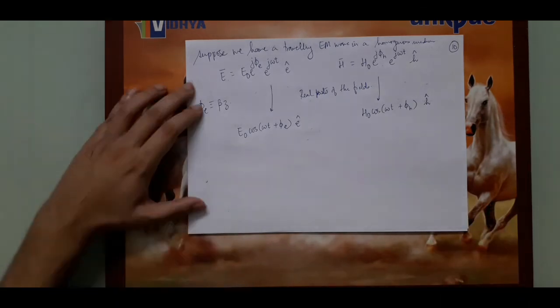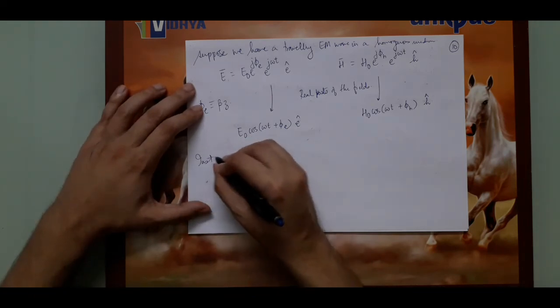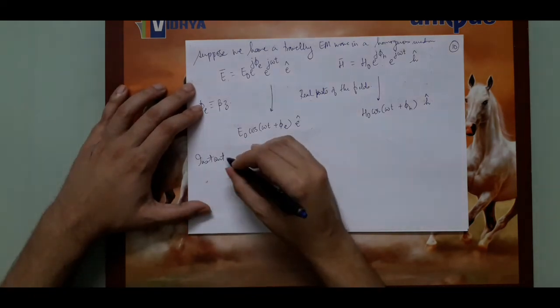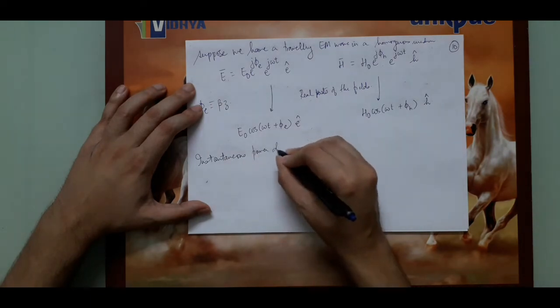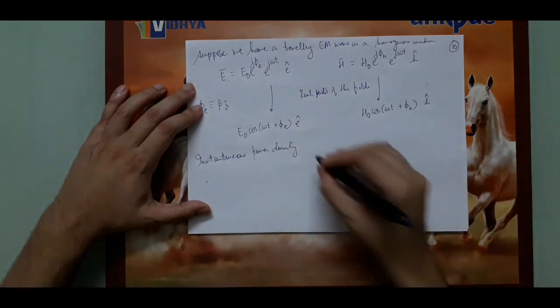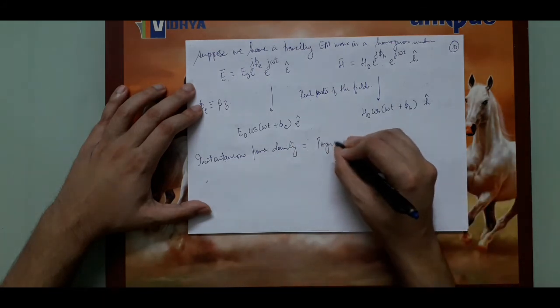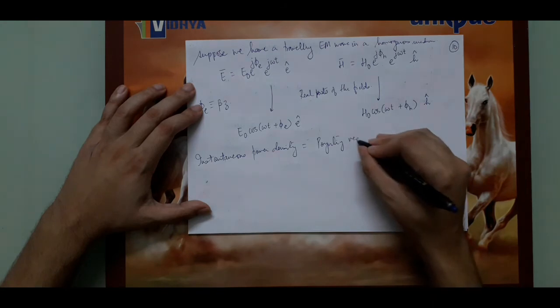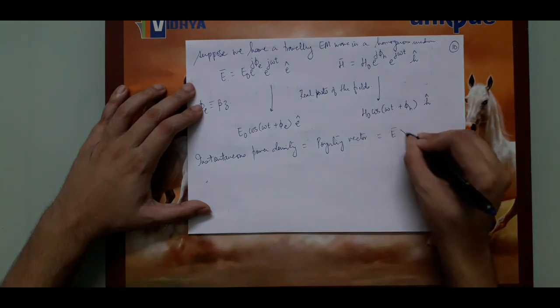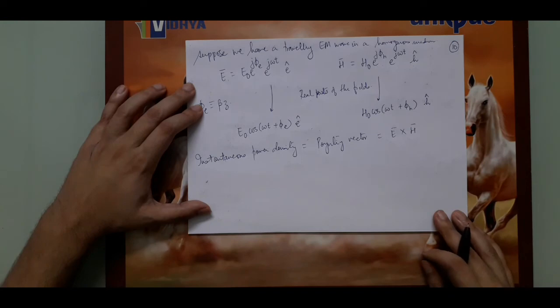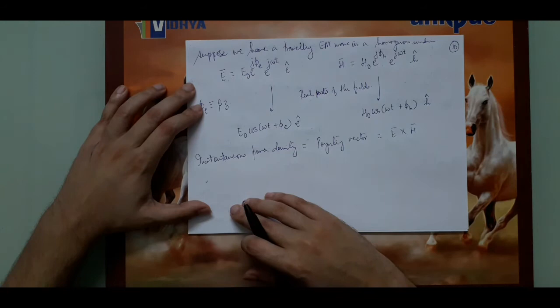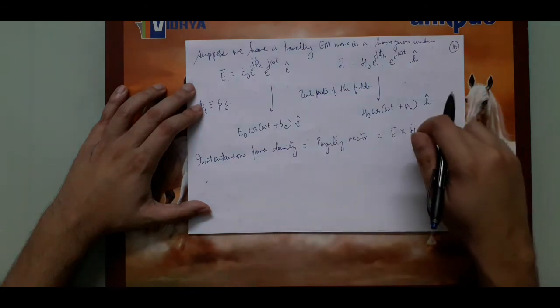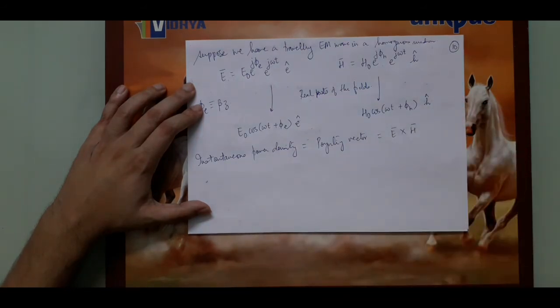So the instantaneous power density, that will be nothing but the Poynting vector, which is E cross H. Since we are more interested in the active power, we have taken the real parts. So the power density is nothing but E cross H. So what do we get when we do the cross product of these two?